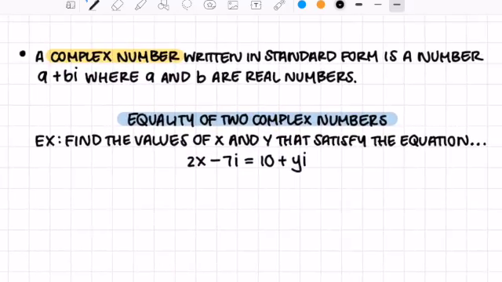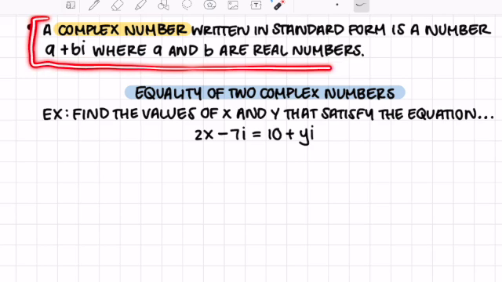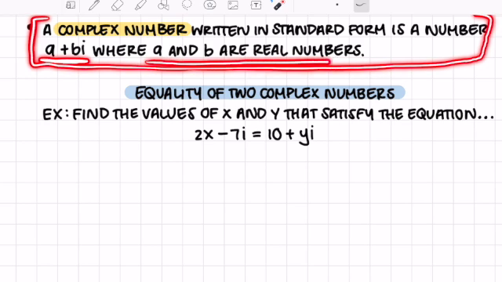Another definition that we're going to be looking at is specifically complex numbers. A complex number is written in standard form and is a number where you have a plus bi, where a is a real number.